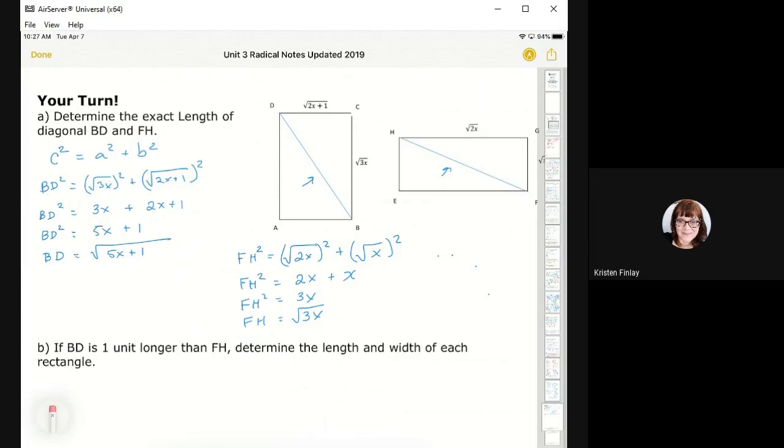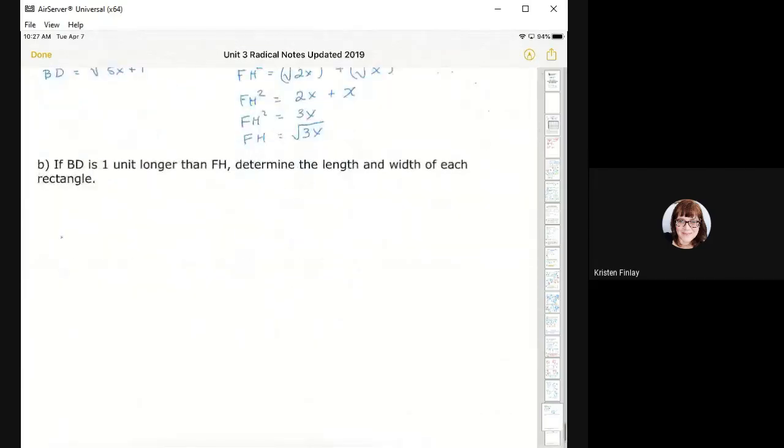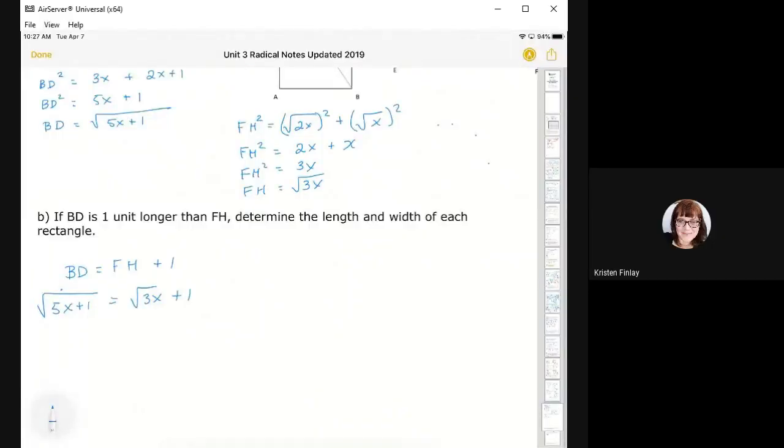So now part B says, if BD is 1 unit longer than FH, determine the length and width of each rectangle. So that means that BD is equal to FH plus 1. If I look at my value for BD, I'm going to scroll down a little bit so I can see them. That means the square root of 5x plus 1 is equal to the square root of 3x plus 1. So I'm going to rearrange and solve for x.